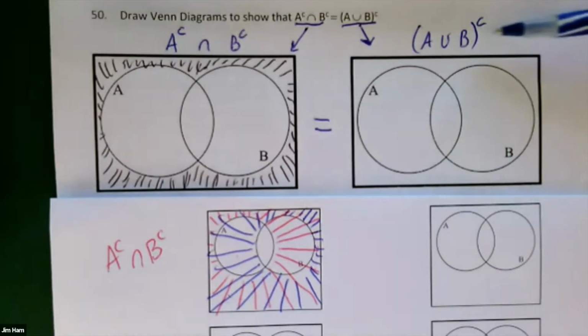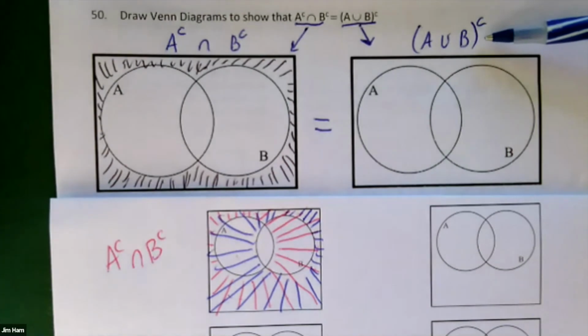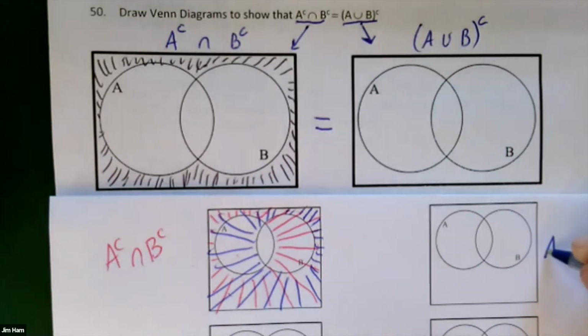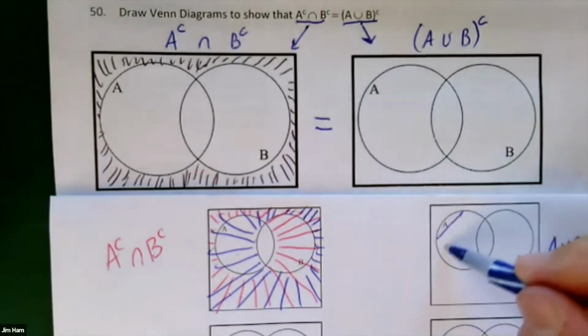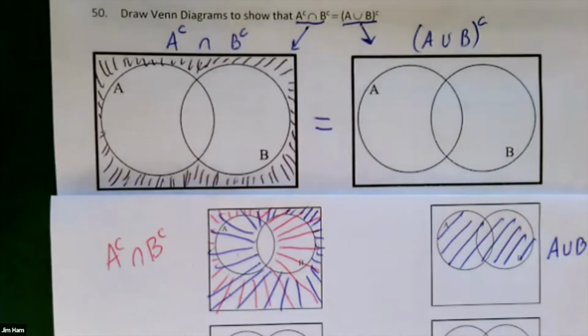All right, now let's do the next one. Let's do this one over here. Now, A union B would be all of this. We're going to join together the set A and the set B. So we would shade all of A and B, including the intersection of A and B. But we wouldn't shade anything outside.